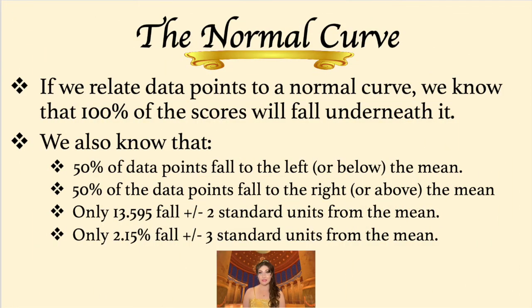So if we relate data points to a normal curve, we know that 100% of the scores will fall underneath it. We also know that 50% of the data points of a normal curve fall to the left or below the mean, and conversely, the other 50% will fall to the right or above the mean. Only 13.59% fall within 2 standard deviations above or below the mean. Only 2.15% fall within 3 standard deviations above or below the mean, which means that the majority of scores are concentrated around the mean within 1 positive and 1 negative standard deviation of the mean.